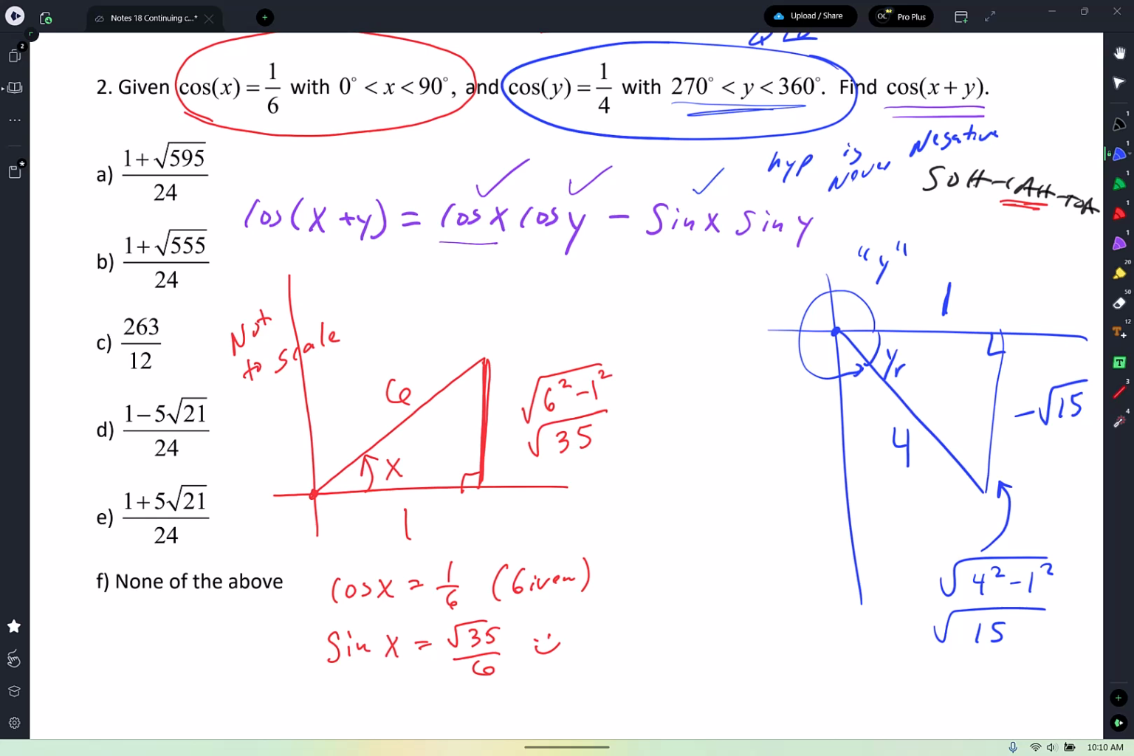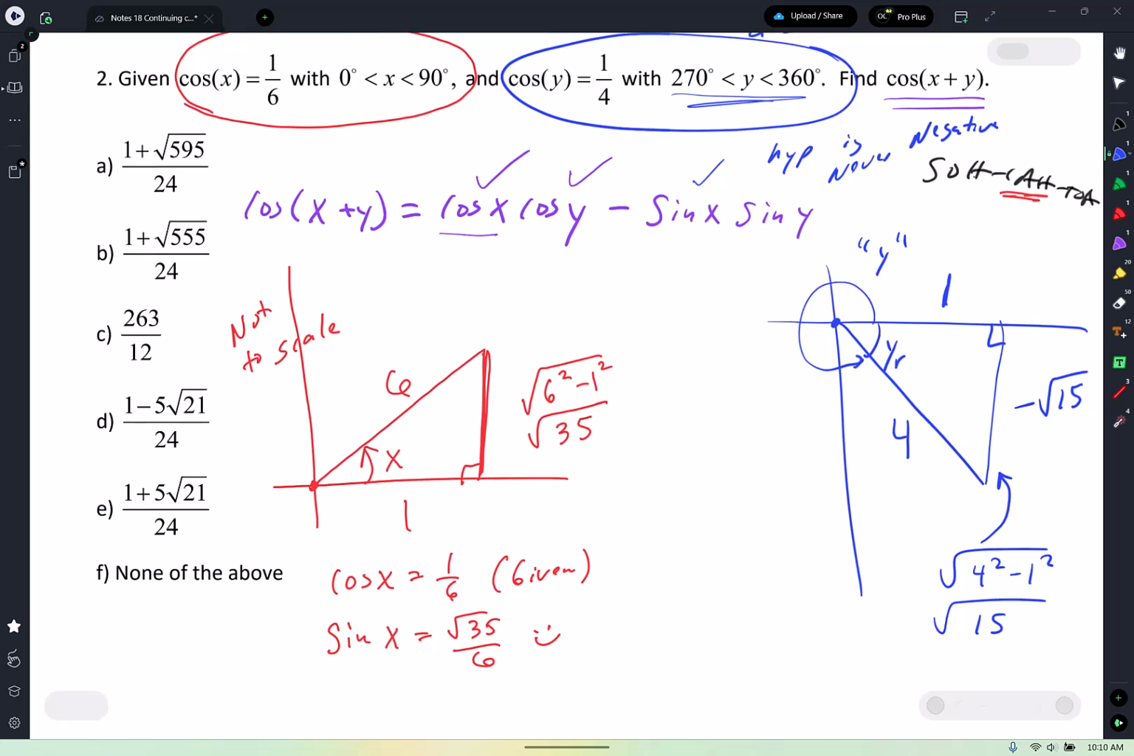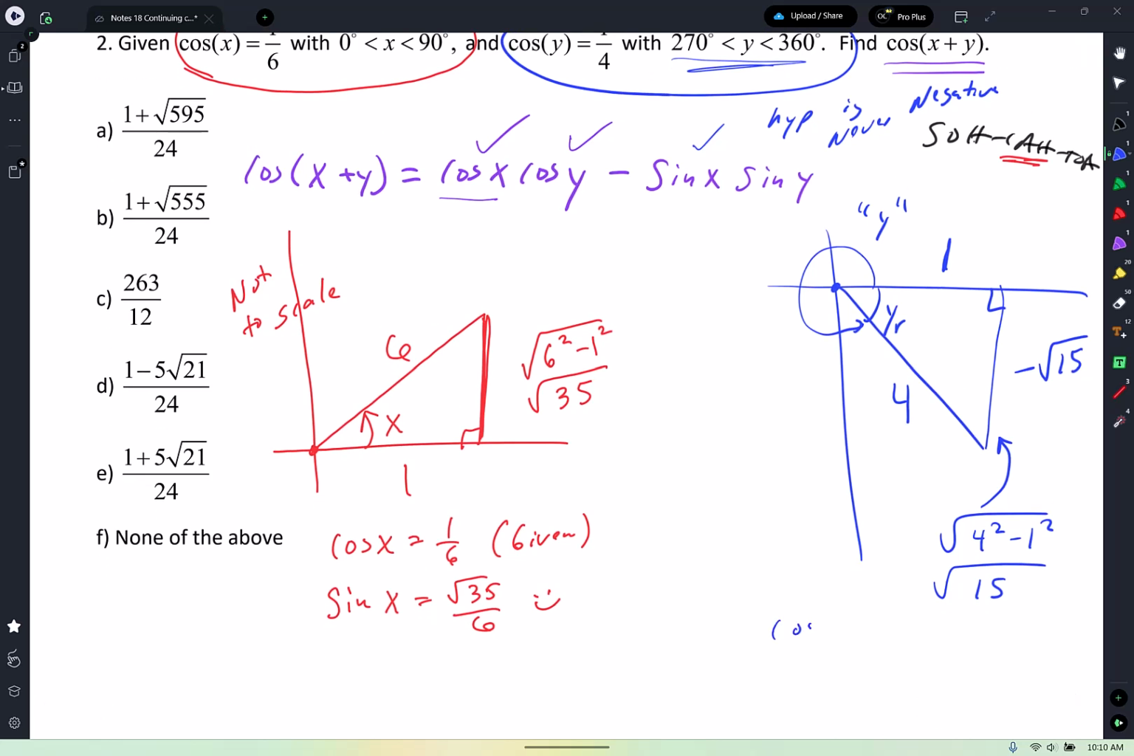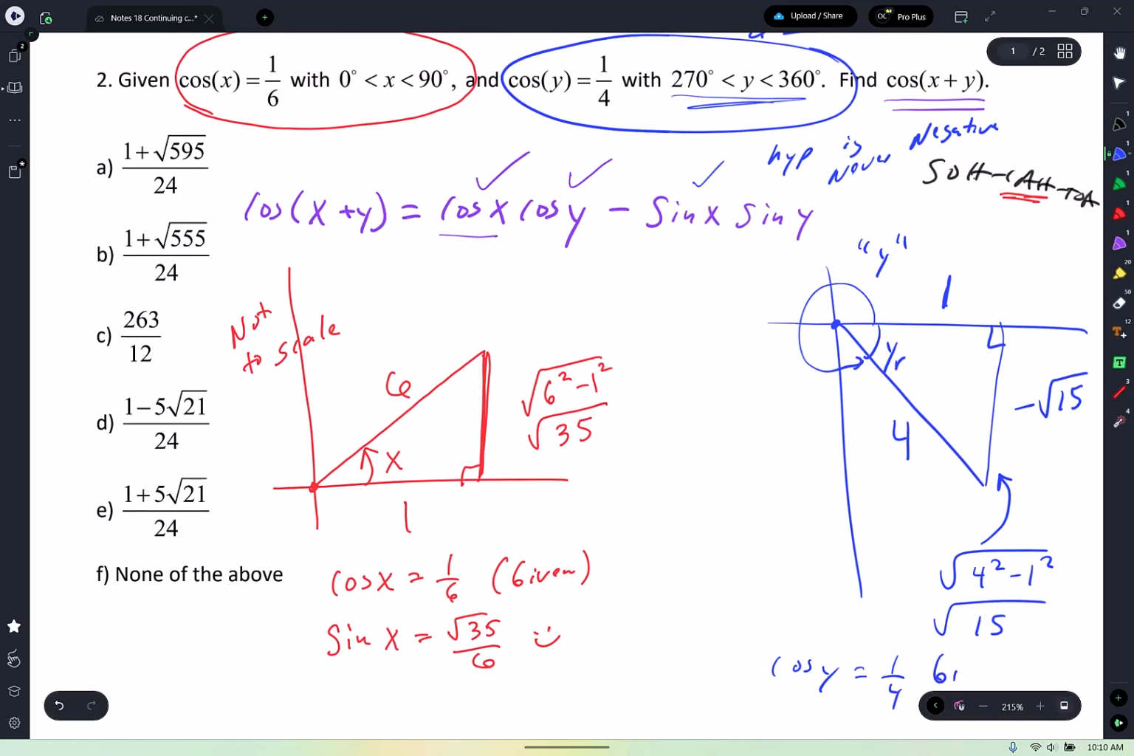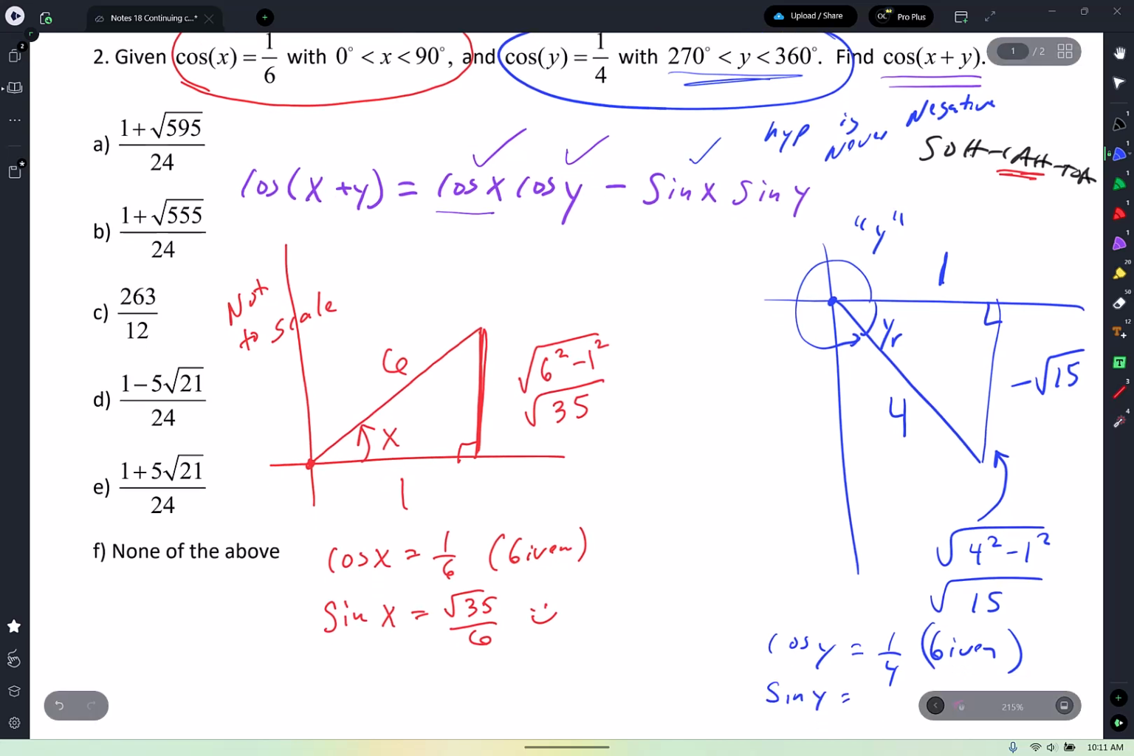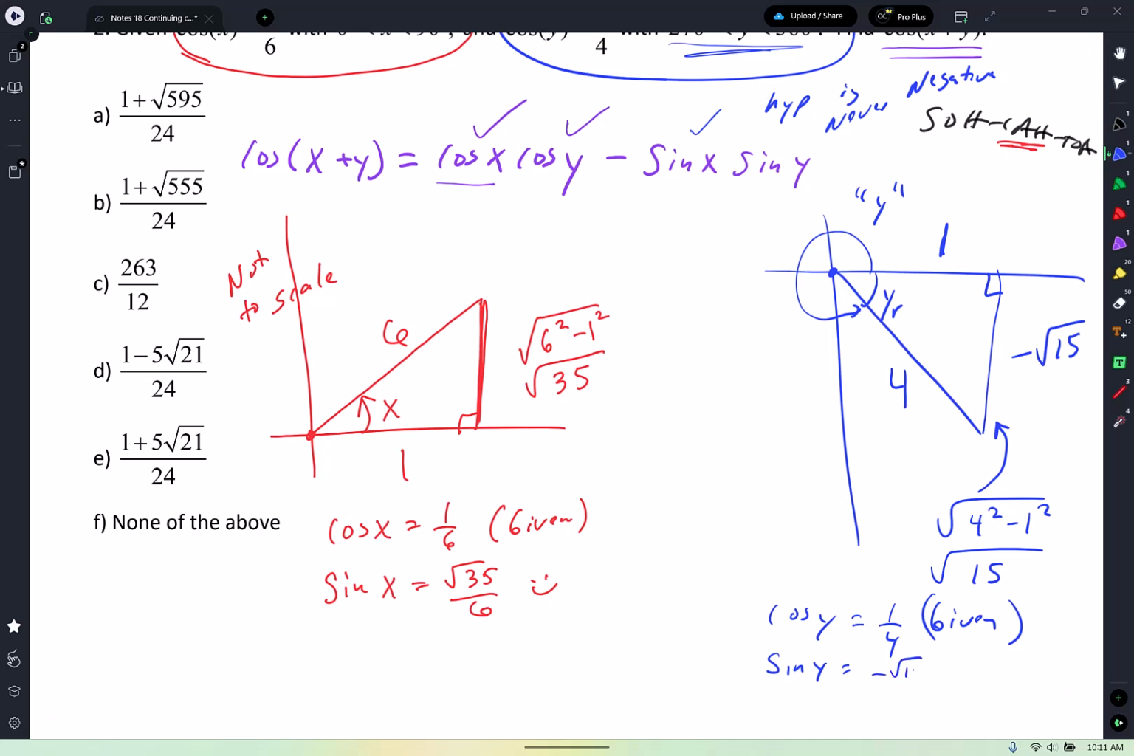Are we okay, guys? All right, look, we got it, guys. They gave cosine Y, they gave it to us. 1/4. I'm going to write the word given here, just like before. But now I have sine Y. And sine Y is opposite over hypotenuse. So negative square root of 15 over 4. How do we feel? All right, guys, we're done.